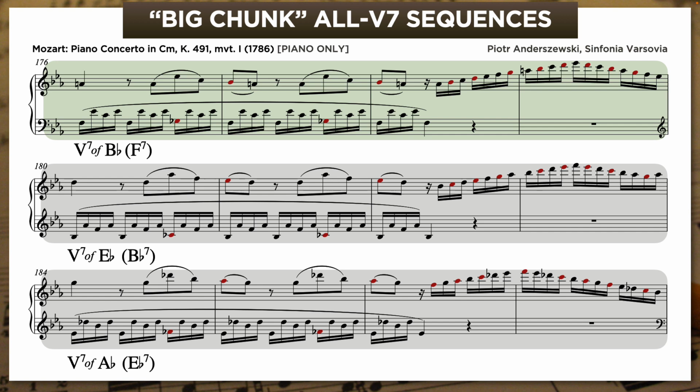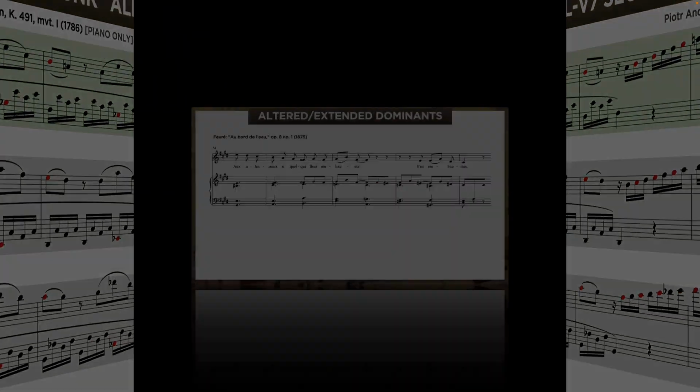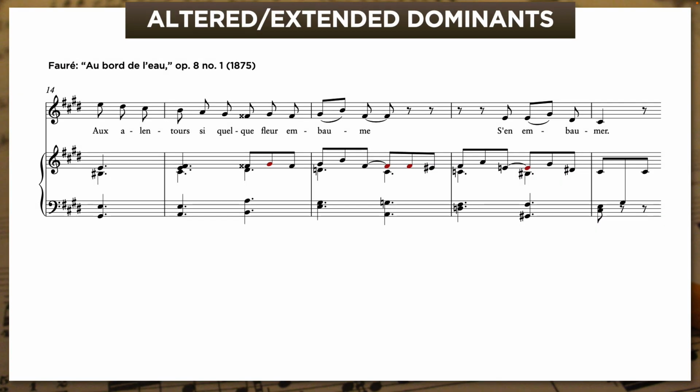So our next 2 sequences also only use dominant 7ths, but they introduce a new factor. These sequences use what jazz theorists would call altered or extended dominants, which is to say dominants that have upper partials like ninths, or have chromatically altered notes like a raised chordal fifth.